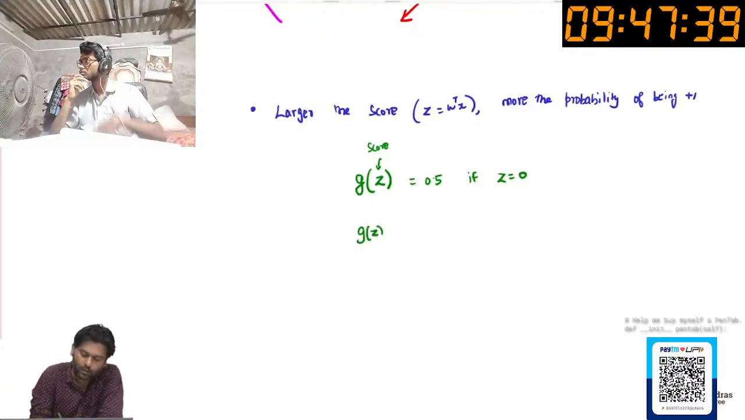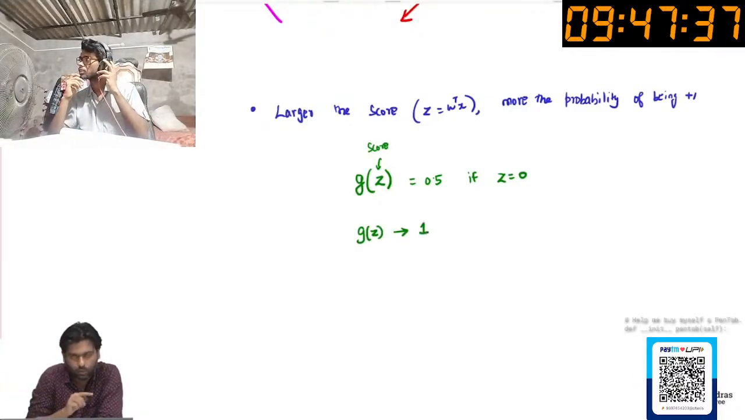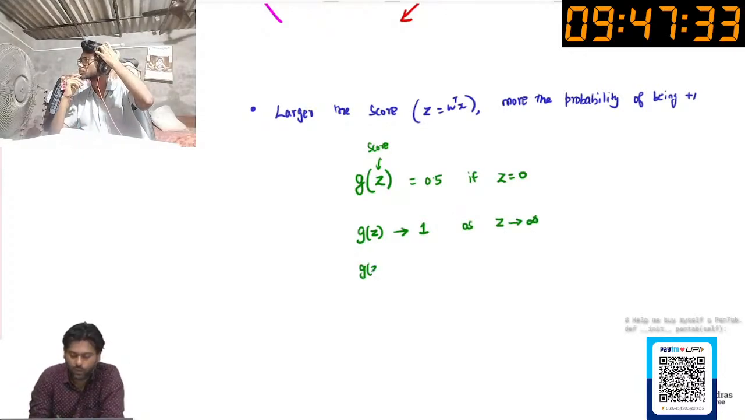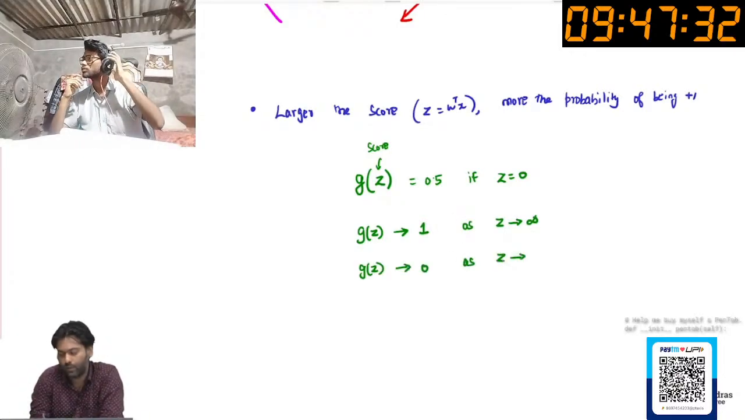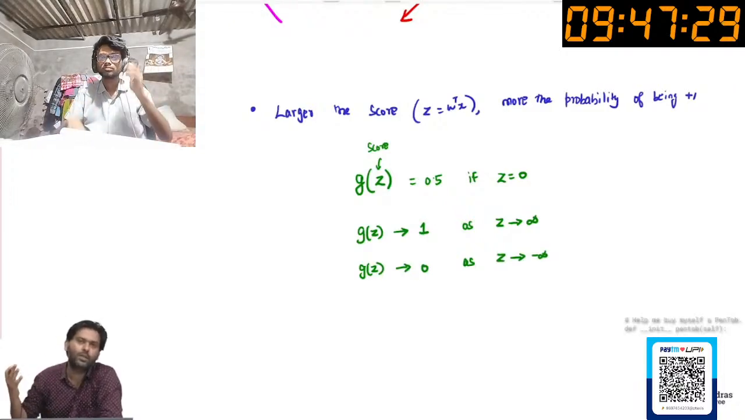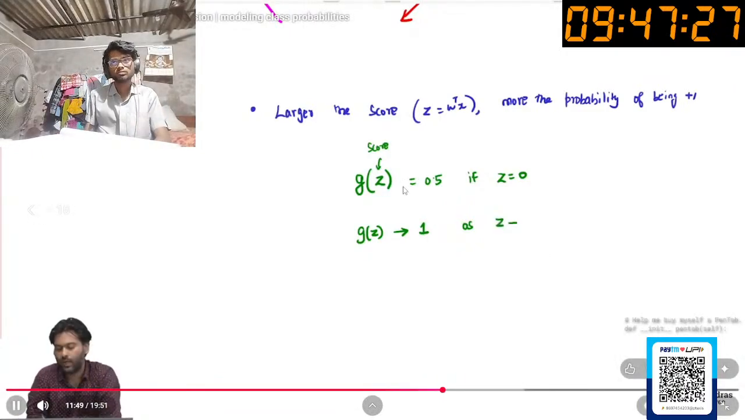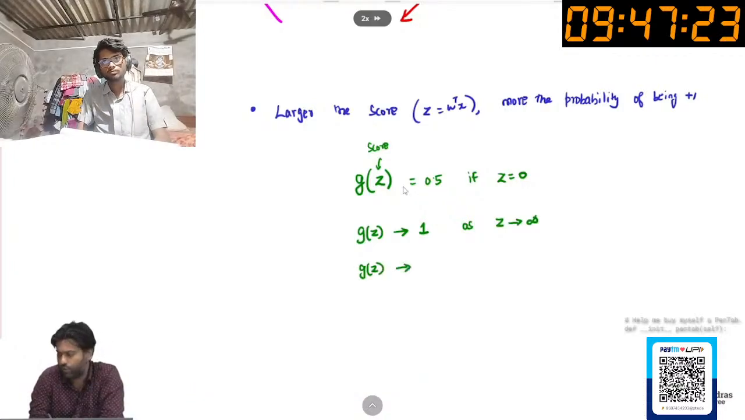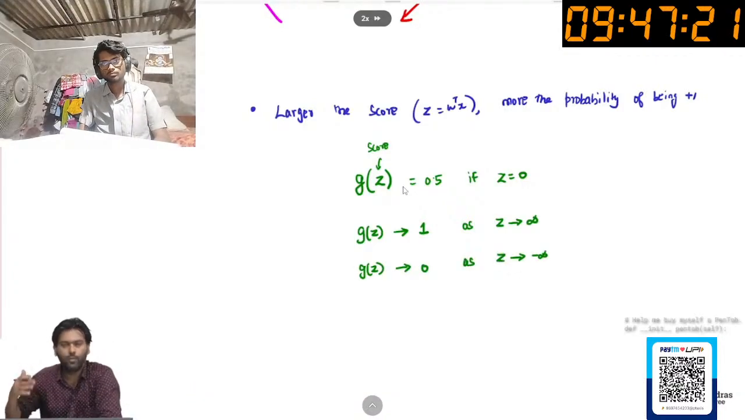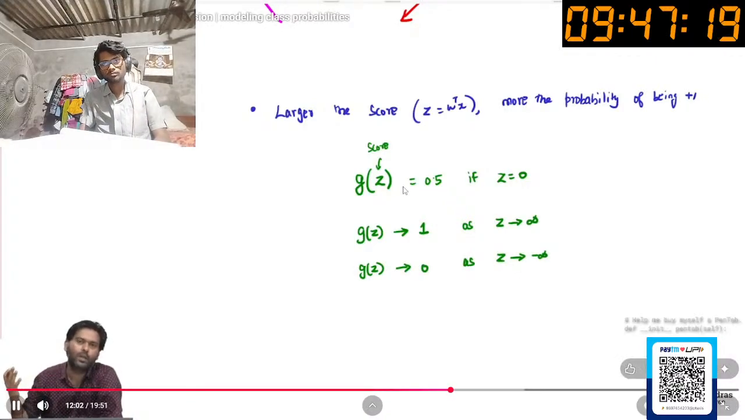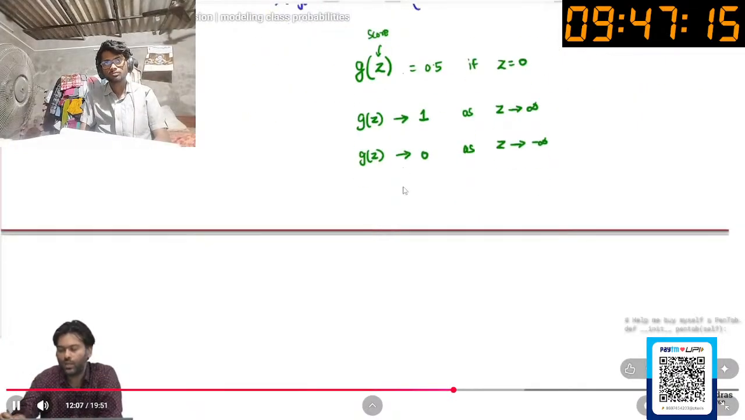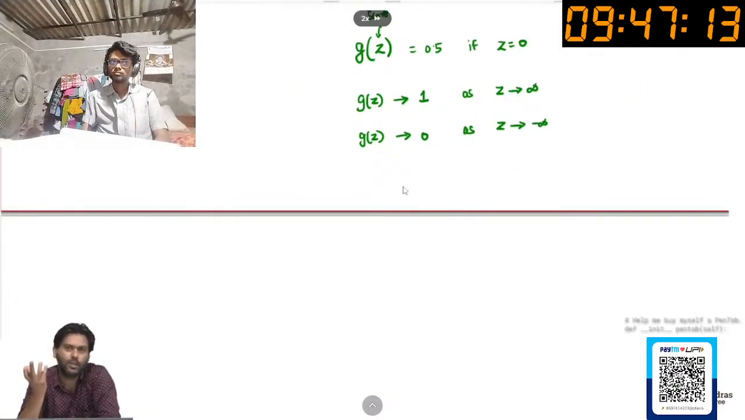Now we want g of z, the probability of the point being labeled 1, to converge to 1 as z becomes larger and larger, which means as z goes to infinity. Similarly, we want g of z to converge to 0 as z goes to -infinity. The smaller and smaller the score is, the chance of it being labeled +1 should go closer and closer to 0. So any g that satisfies these three properties is a reasonable g to use, right?